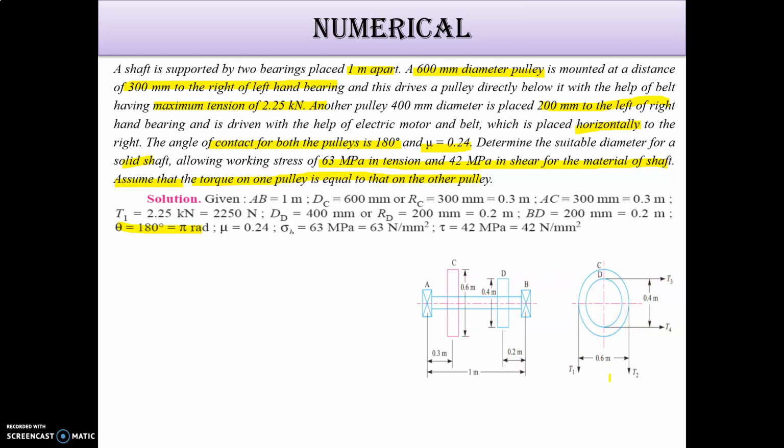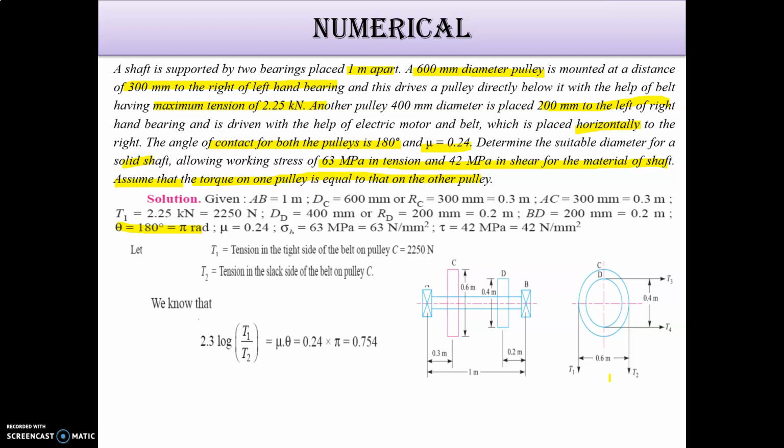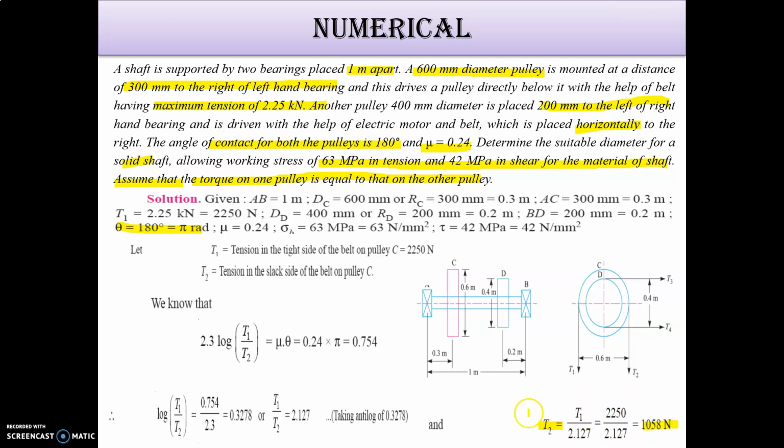Now first thing we need to find out is the torque. Just remember we need to find out the torque first. So for torque we have tensions here, T1, T2. Based on tensions we can use this equation with mu and theta. We can get a value of T1 upon T2, because T2 is unknown to us. Now we get the value of T1 upon T2 is 2.127. We have the value of T1, put these values and get the value of T2. So T2 is 1058. Okay, T2 here is 1058. So T1 and T2 are known to us. Based on this, we can find out the torque.